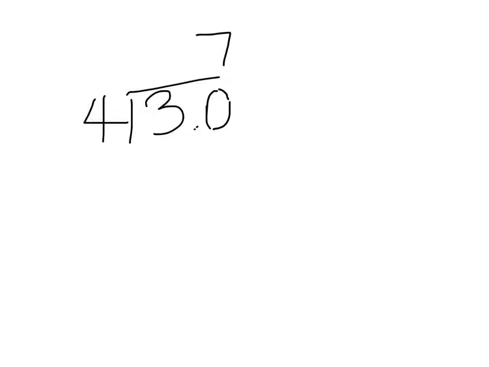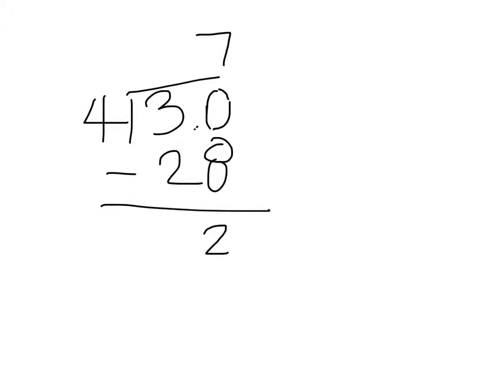Okay, so I'll write my 7 up here. D is for divide. M for mom or multiply. So 4 times 7 is 28. Okay, subtract. S for sister or subtract. 30 minus 28 is 2. Now, am I done or do I have a remainder? I have a remainder of 2.